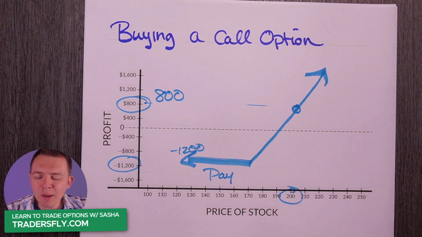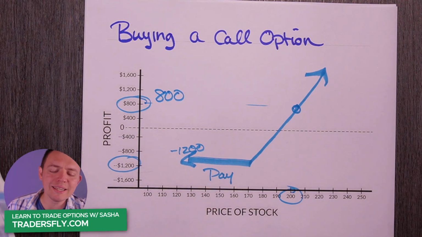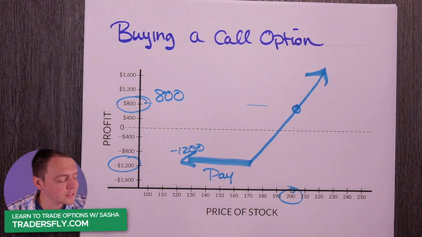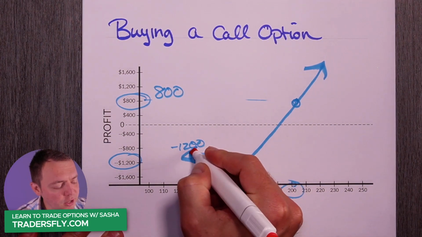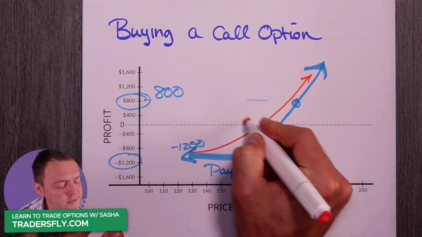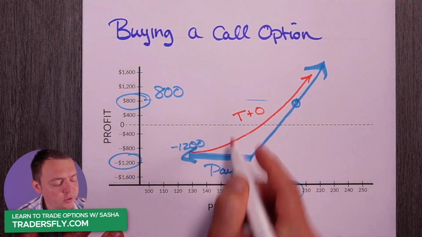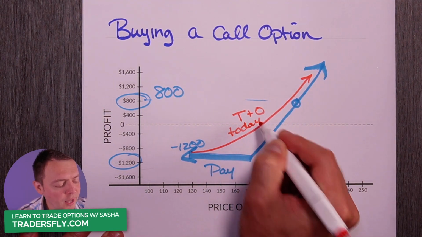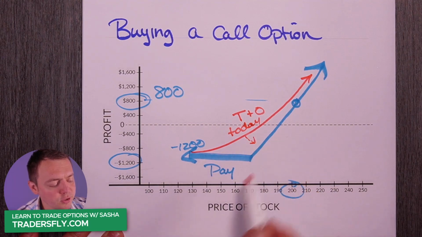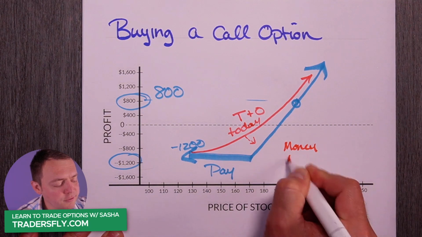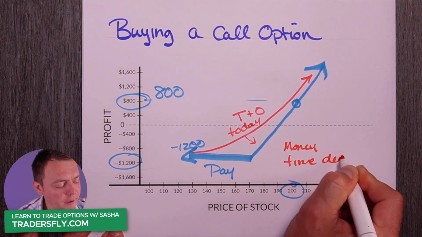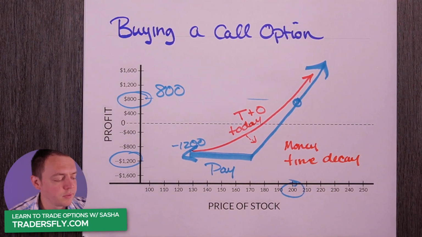Now, the thing with options is that it's a little tricky in that you have two lines. The line I just showed you is the expiration line, but there is another line known as the T+0 line or the two-day line. This line gets closer to the expiration line, and you lose money every day from time decay, or theta value.